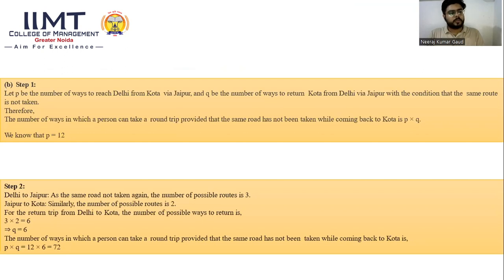Step 2. Delhi to Jaipur. As the same road is not taken again, the number of possible routes is 3. Jaipur to Kota, similarly, the number of possible routes is 2. And for the return trip from Delhi to Kota, the number of possible ways to return is 3 into 2 equal to 6. This implies Q is 6. So the number of ways in which a person can take a round trip, provided that the same road has not been taken while coming back to Kota, is P cross Q equal to 12 into 6, which is equal to 72.